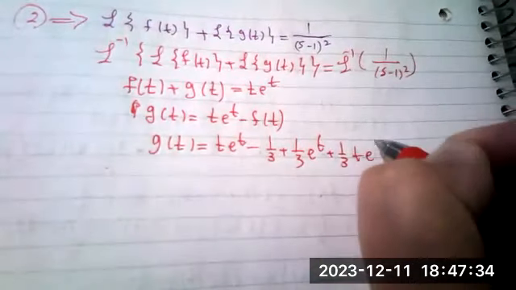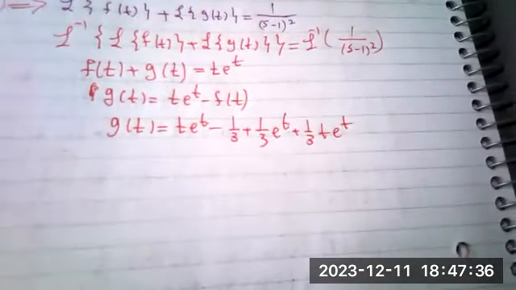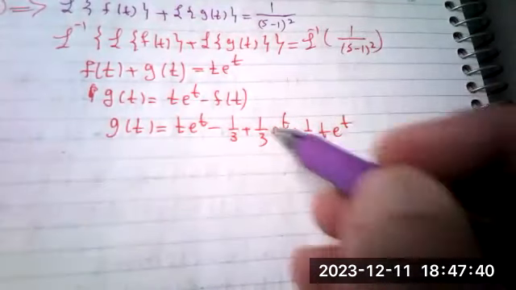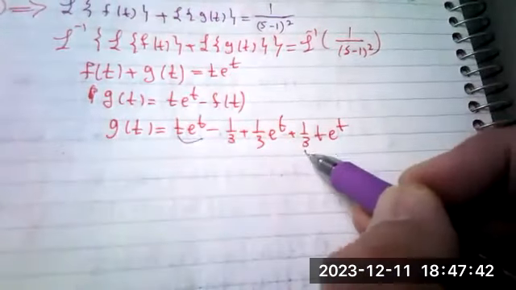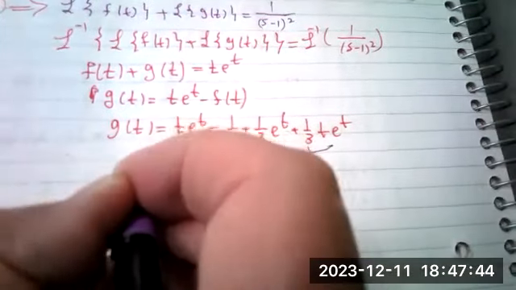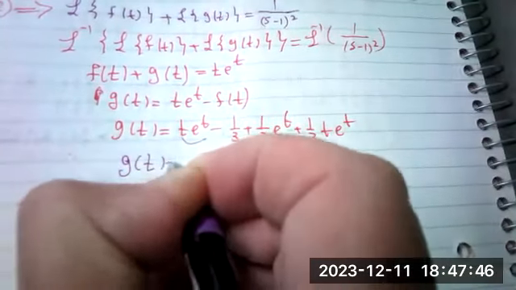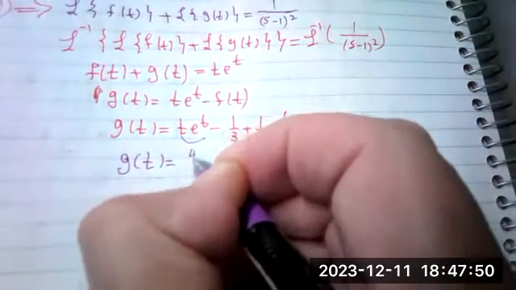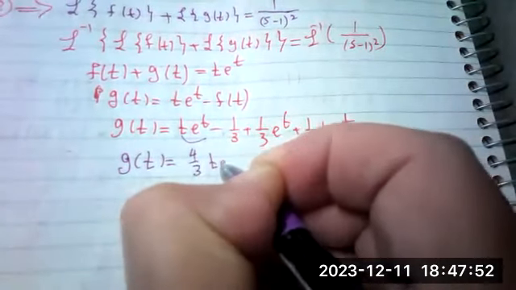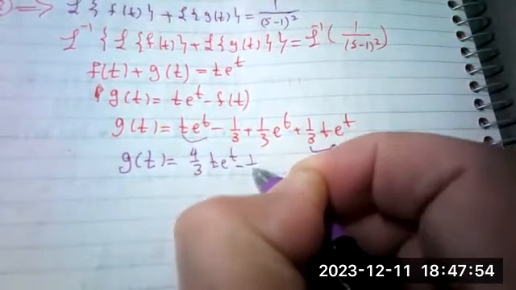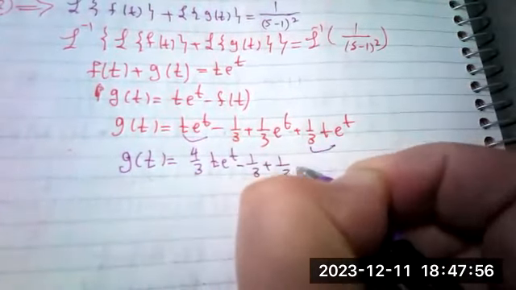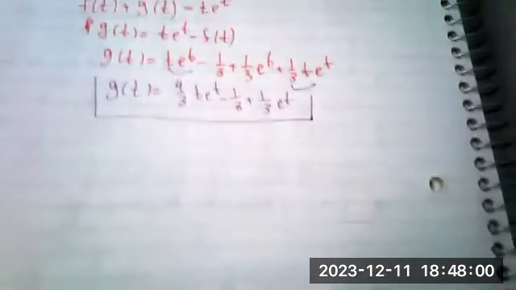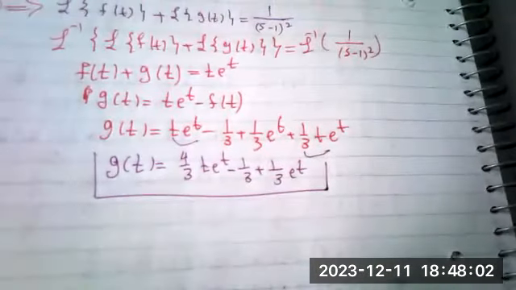Combine these two like terms. You see, this is 1 t e to the t, and this is going to be 1/3. So g of t is going to be 4/3 of t e to the t minus 1/3 plus 1/3 e to the t. That's the quickest way to get this one done.